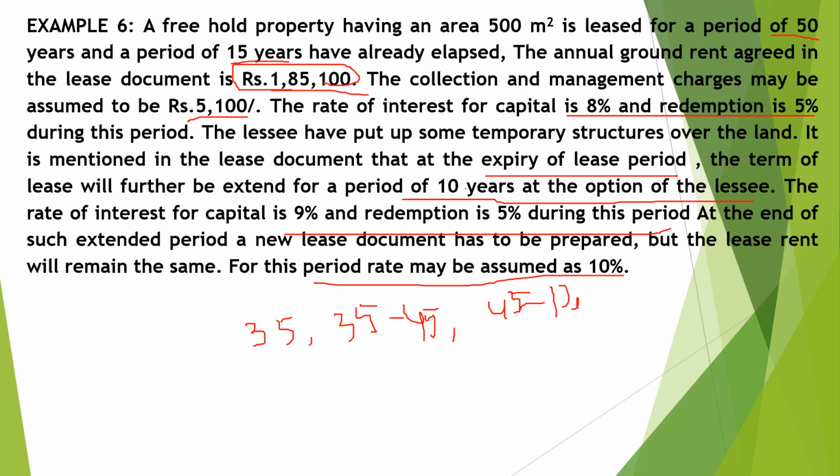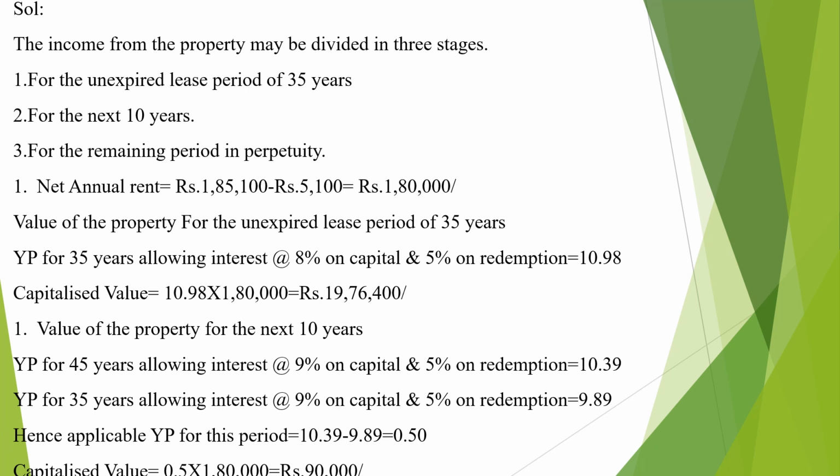In this way we will be calculating YP for these periods: for the first 35 years, then from 35 to 45 years, then from 45 to perpetual. So we will be applying YP perpetual reversion to perpetual, so the YP reversion formula will be used in this question. Income for the unexpired period of 35 years, for the next 10 years, and for the remaining period in perpetuity. Gross rent is given as 1,85,100, 5,100 will be the usual outgoing, so net rent is 1,80,000.